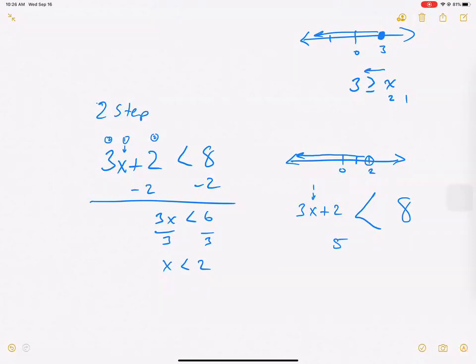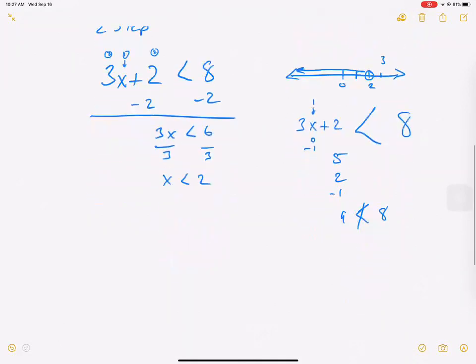If I plug in 0, 3 times 0 is 0, plus 2 is 2, which is less than 8. Negative 1, that'll be negative 3, plus 2 is negative 1. Negative 1 is less than 8. Yeah, all these values work. But what if I try the number 3? If you look here, 3 is not where that line follows. It's not in that arrow. If I plug in 3, 3 times 3 is 9, and 9 is not less than 8. So it gives us a definitive answer for all our possibilities.